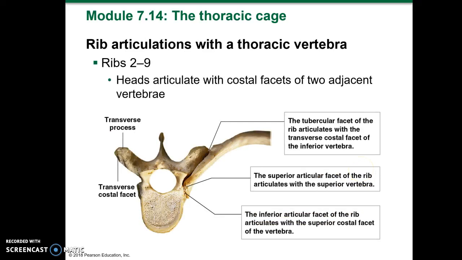Okay, the ribs that articulate with thoracic vertebrae, this is ribs 2 through 9. The head articulates with the costal facets of 2 adjacent vertebrae. You'll notice the tubercular facet of the rib articulates with the transverse costal facet of the inferior vertebra. The superior articular facet of the rib articulates with the superior vertebra. And the inferior articular facet of the rib articulates with the superior costal facet of the vertebra.